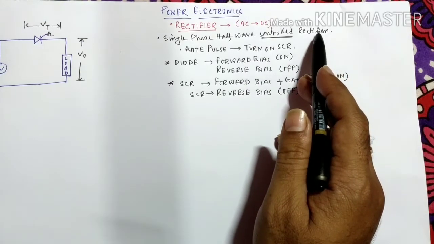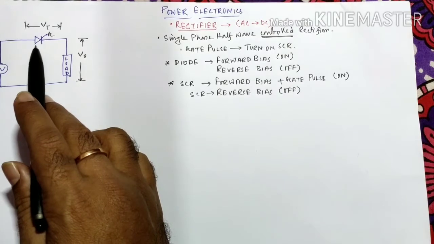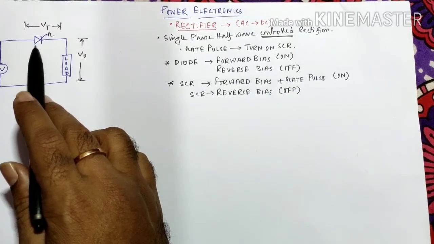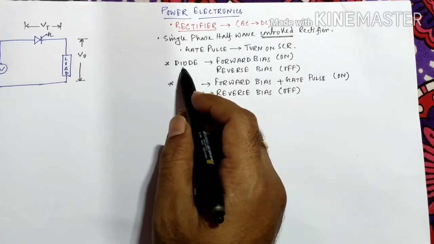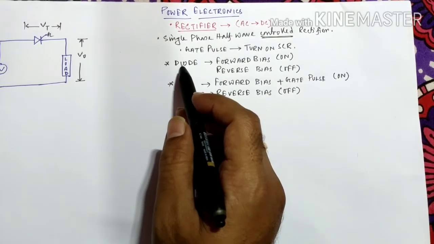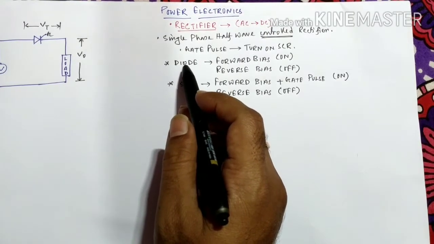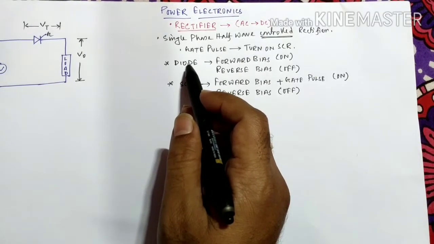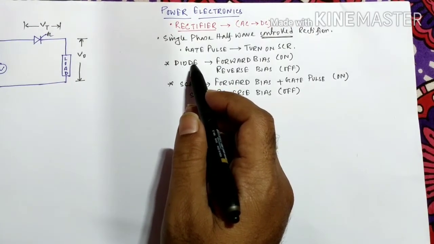Now as we have replaced diode with the SCR, what kind of changes can we expect? The very basic thing is that we know if we want to turn on a diode, what do I need to do? We need to apply forward bias, because we know in forward bias the diode conducts. Remember, I am talking about an ideal diode.